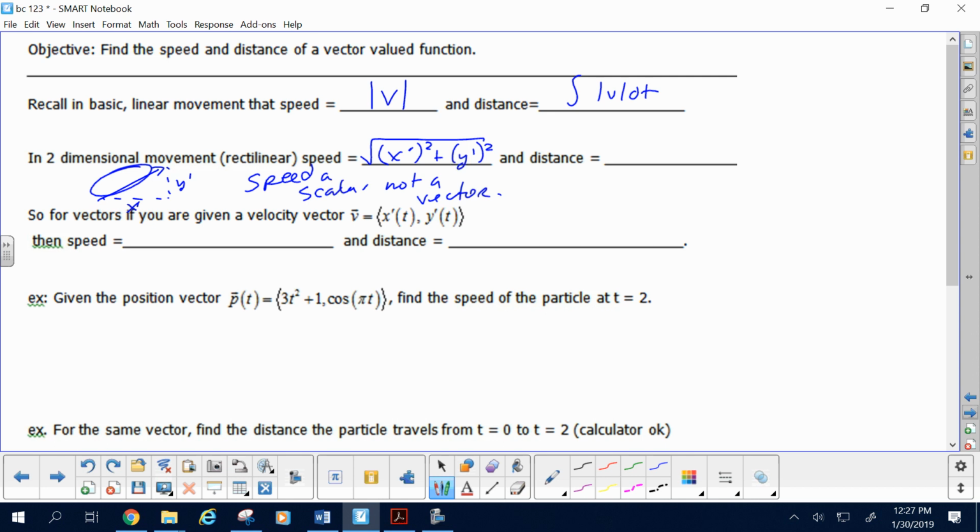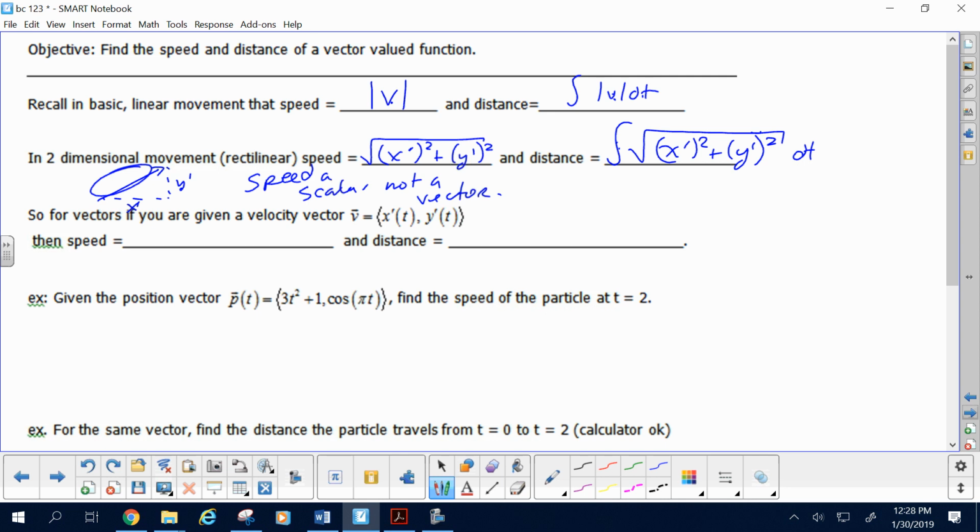Distance in two-dimensional movement is just like before. If speed is the absolute value and distance is accumulation of speed times time, it's the same in rectilinear or planar movement. Sometimes you'll hear this called planar movement. But it's still the integral of speed, which makes it look a heck of a lot like arc length, and truly it is. It's arc length in vector functions. Like I said, there's a lot of overlap between parametric and vector valued functions, a lot.